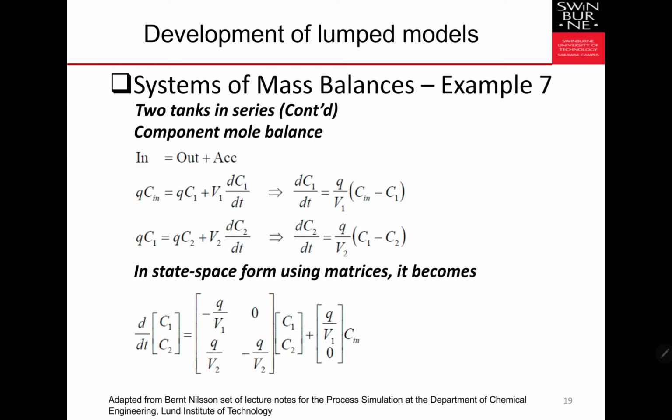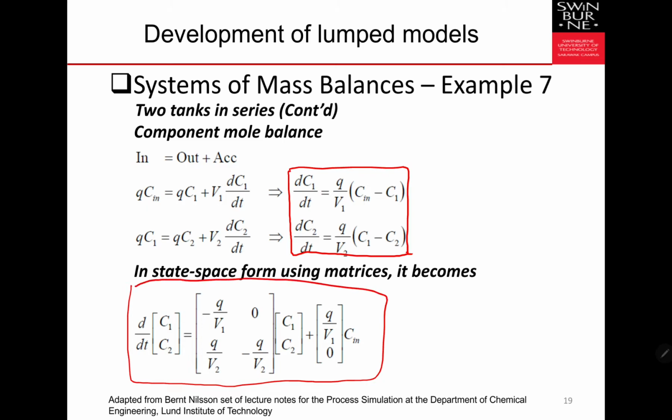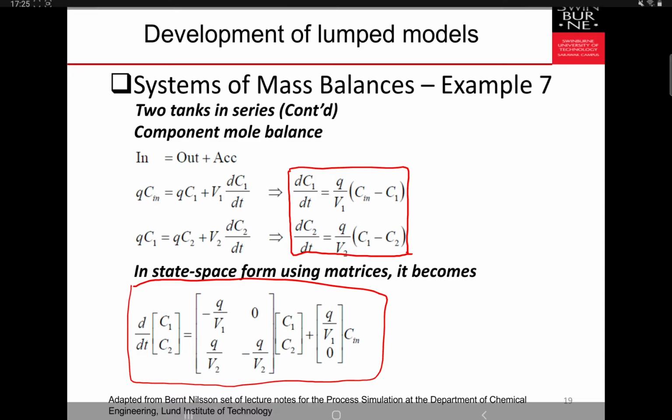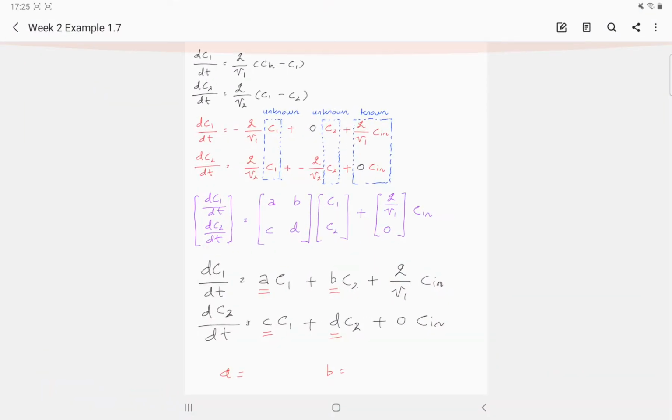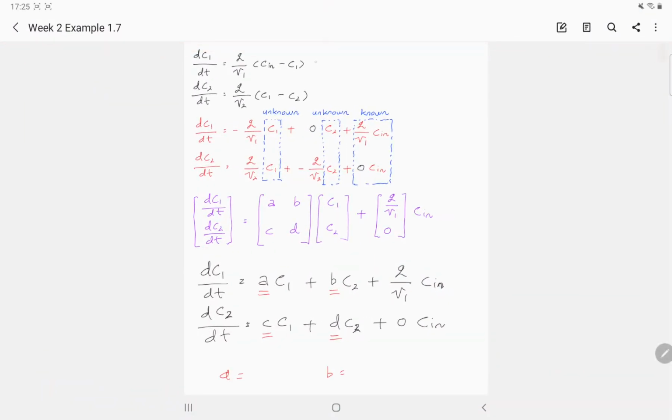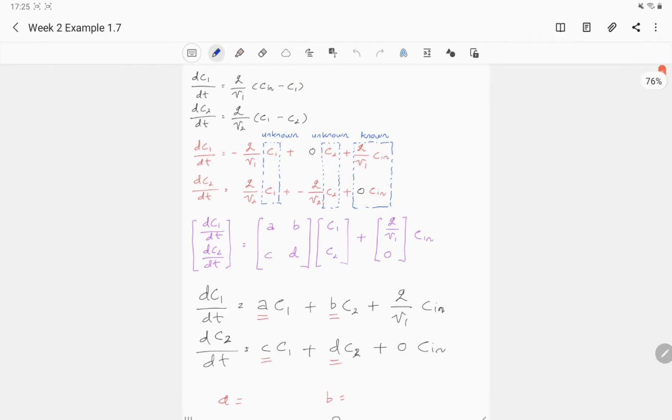Then if we make a component mole balance, we should have something like this, which can be converted in terms of the state space matrix using matrices. I shall detail this more in my notes. So the first term in here is describing the first tank, the concentration change in the first tank. The second one describes the concentration change in the second tank.